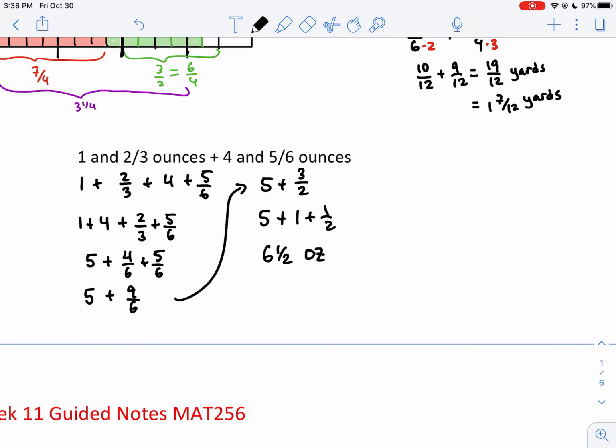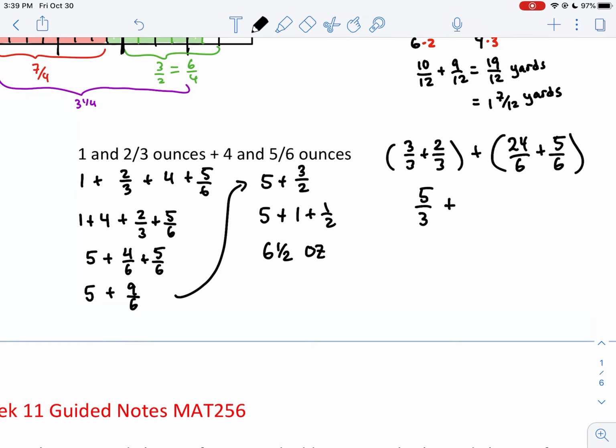And I'm going to leave off the picture of showing a representation. What if another approach is to combine this into a single fraction, write it as an improper fraction, and then do the same thing here, write this as an improper fraction. So 1 and 2 thirds. Well, 1 is 3 thirds. When you add 3 thirds and 2 thirds, you get 5 thirds. And then the 4, in terms of sixths, is 24 sixths. If you do 24 sixths, you'll get 4 wholes. So converting the mixed numbers into improper fractions, we really are just trying to add 5 thirds ounces to 29 sixths ounces.